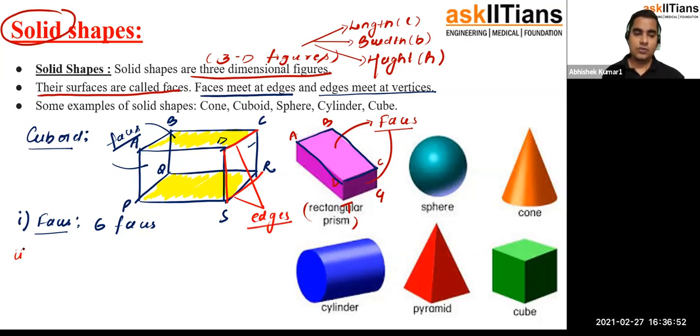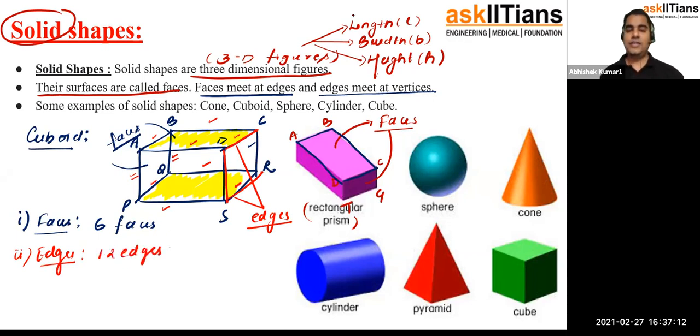So how many edges do we have here? How many edges do we have? Count here. 1 edge, second, third, fourth. Okay. Similarly, 5, 6, 7, 8. You will have 9, 10, 11, 12. So you are going to get 12 edges here.